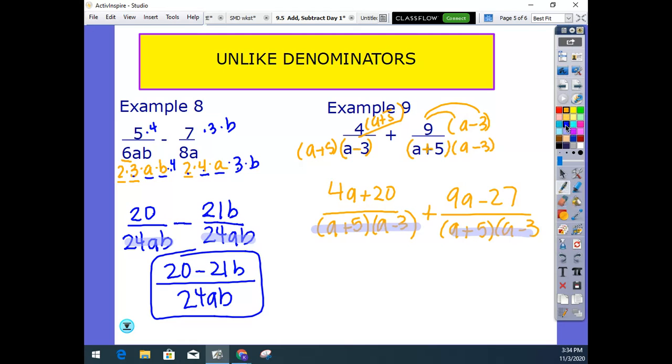Now we're just going to add my numerators. 4A plus 9A, 13A, 20 plus negative 27 minus 7, and that's over my common denominator of A plus 5 times A minus 3.